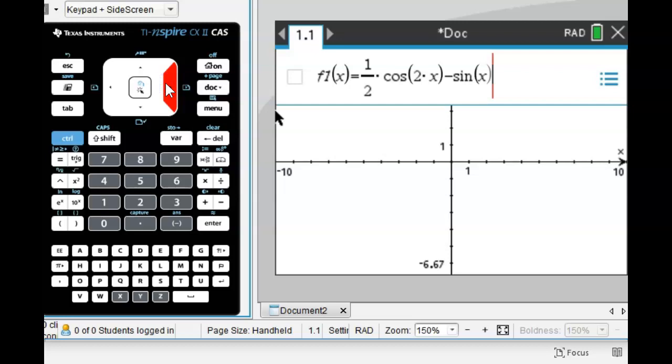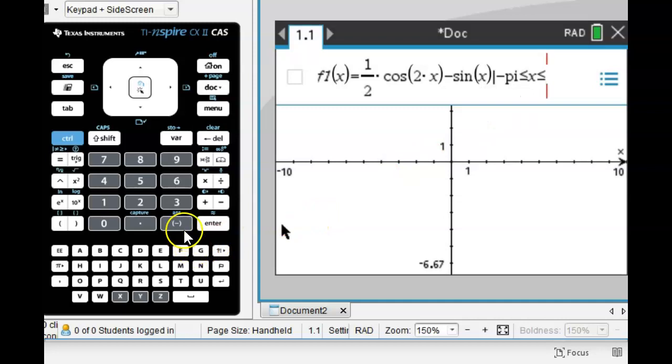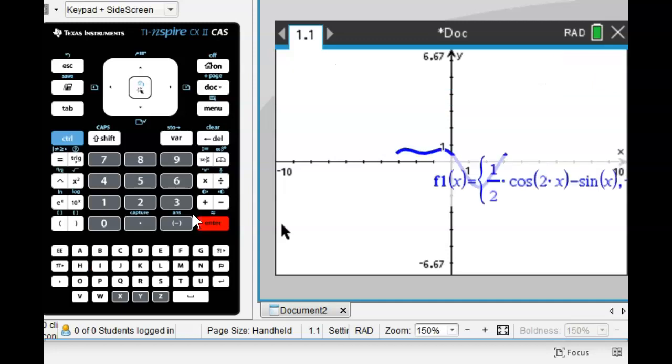Now, obviously, we have a restricted domain, otherwise it's going to give us a graph from minus infinity to positive infinity. So I'm going to restrict my domain by doing control equals, the vertical bar. Our graph is going from minus pi, so you can select the pi symbol which is in there. Again, I'm going to go control equals, less than or equal to x, less than or equal to positive pi. So that's why we restricted the domain from minus pi to pi. And then press enter.